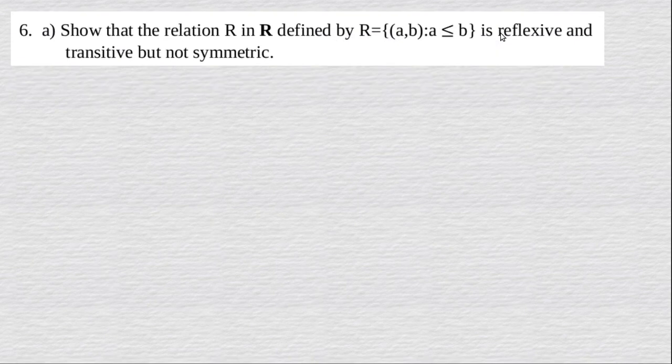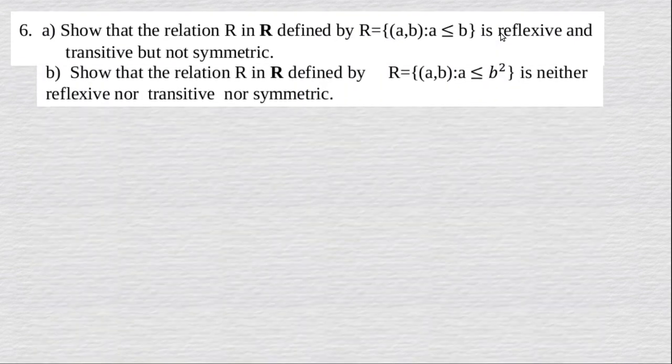Now let us move to question number 6. There are two questions, question A and question B. Both the questions are defined on the set R, the boldface R, the set of all real numbers. This R is the relation, defined on the set of all real numbers. Since this set is infinite, the relation is also infinite. The relation contains infinitely many elements and we can't write it in roster form.